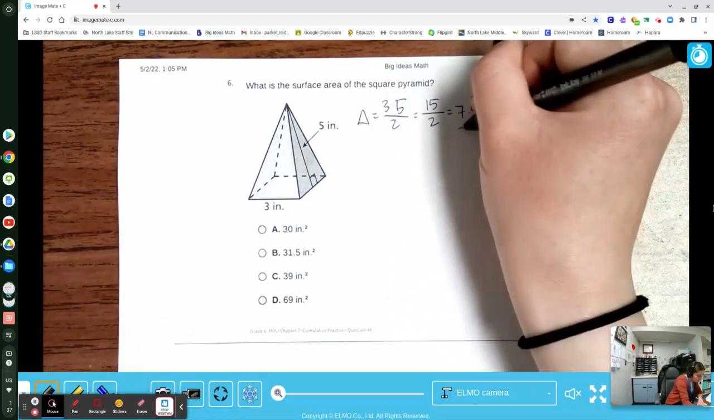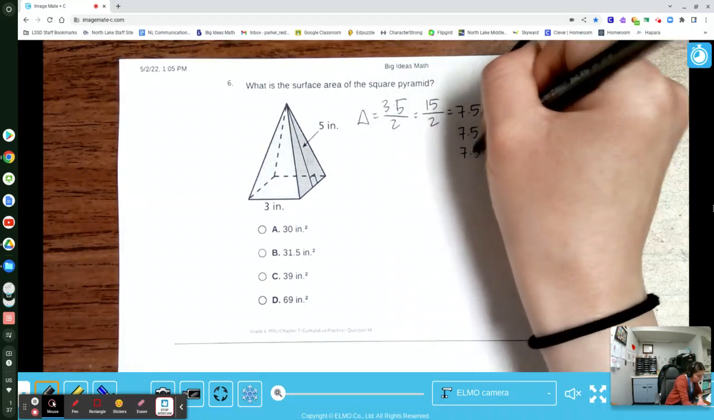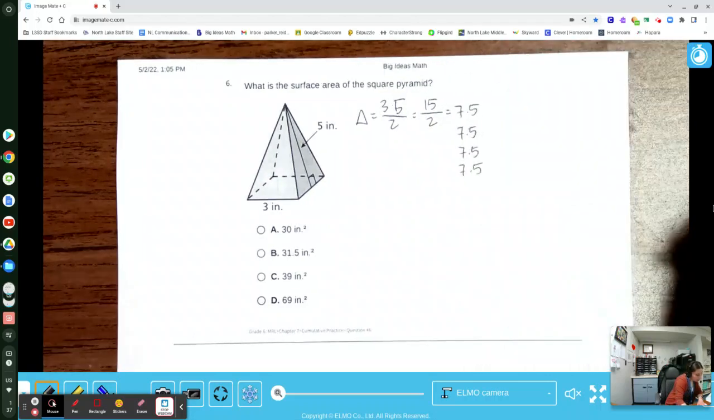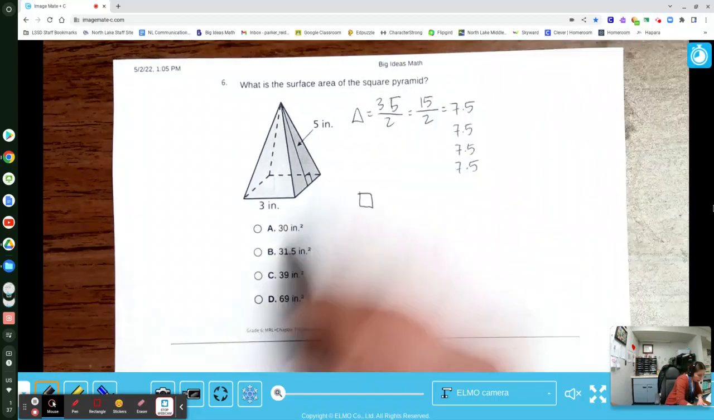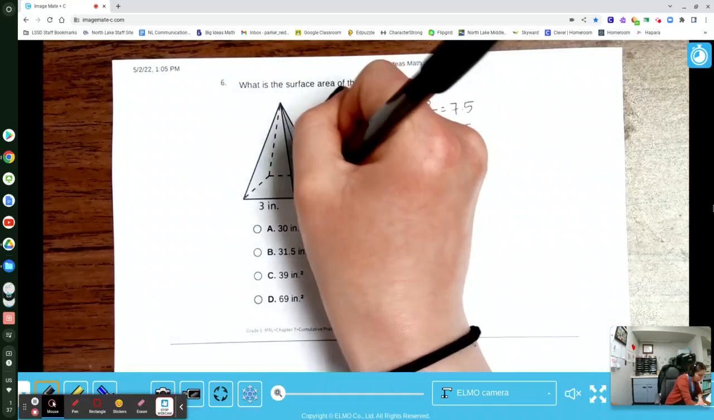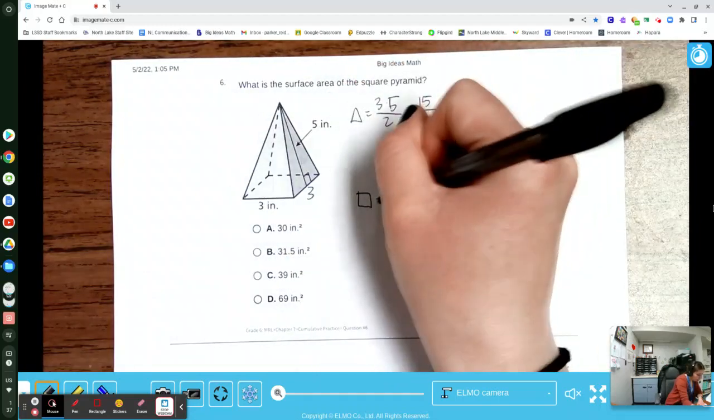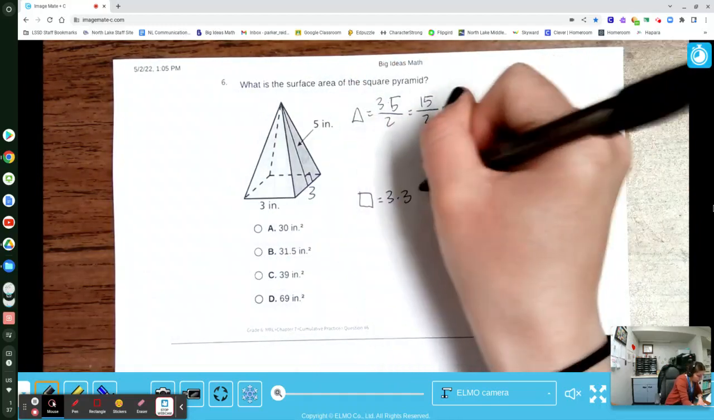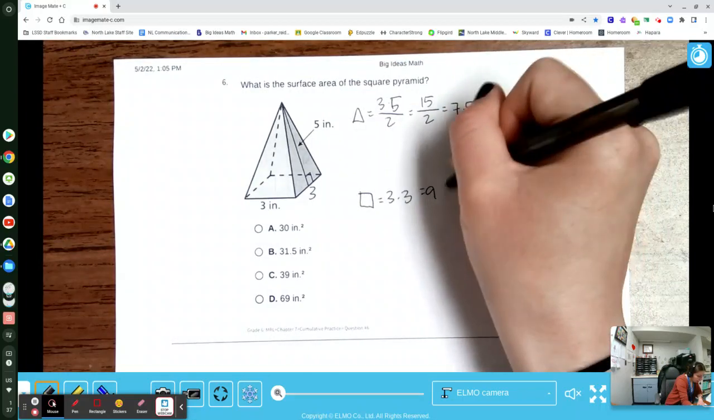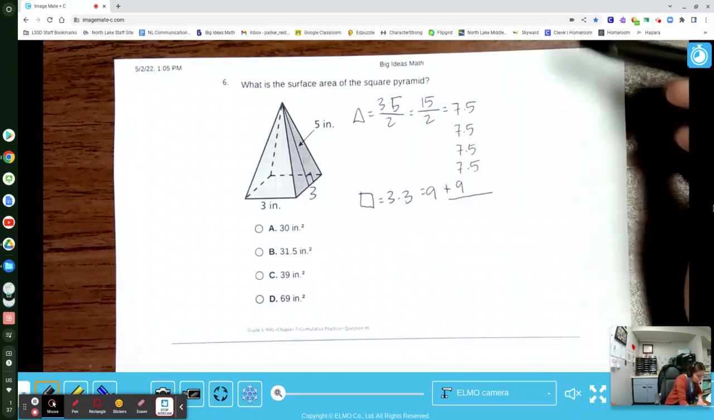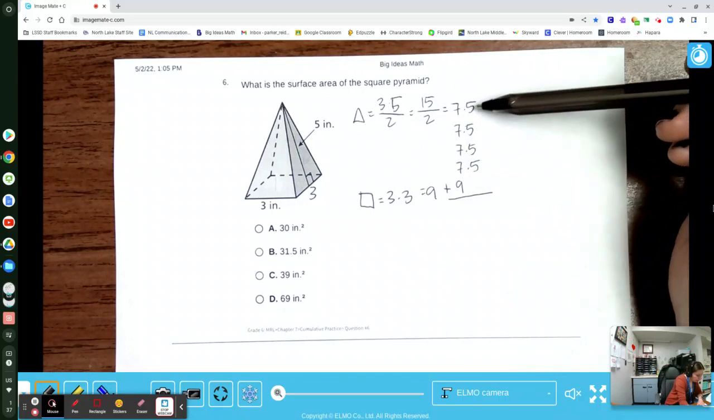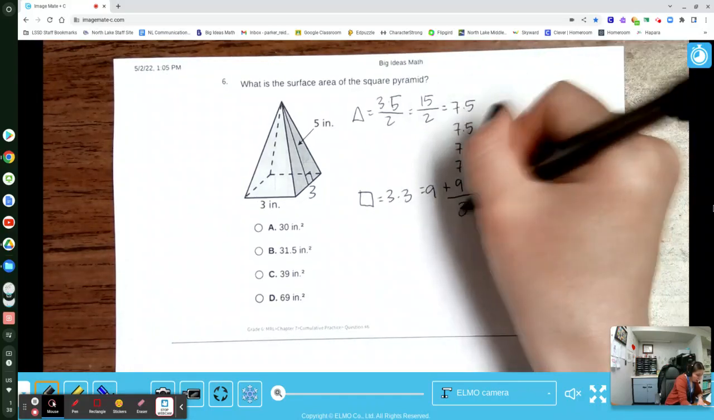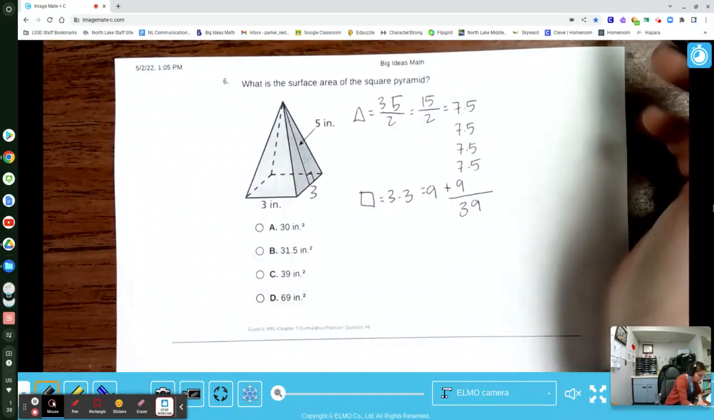Now I have 4 of those, so I'll add 4 of them to that. And then I also have the bottom. The bottom is a square, so each side is 3 inches. So a square is length times width, where both are the same, so 3 times 3, which is going to be 9. So I'll also add 9 to this. When I use a calculator to add all of these up together, I am going to get 39.